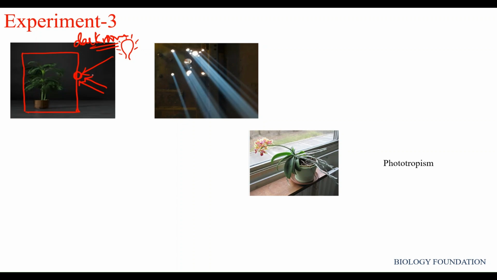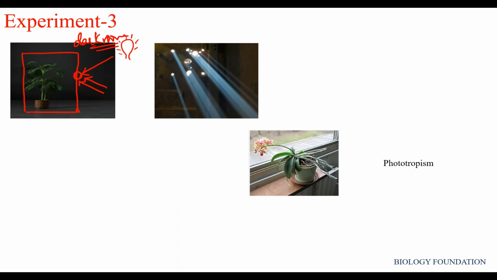So again I'm explaining. Firstly, you take a potted plant, put it in a carton box, and place it in a dark room. Leave it for 2 days. Now make a small hole on one side, at the center of the carton box. Now allow light to pass through the hole. What you observe is that the stem of the plant eventually starts bending towards the light.